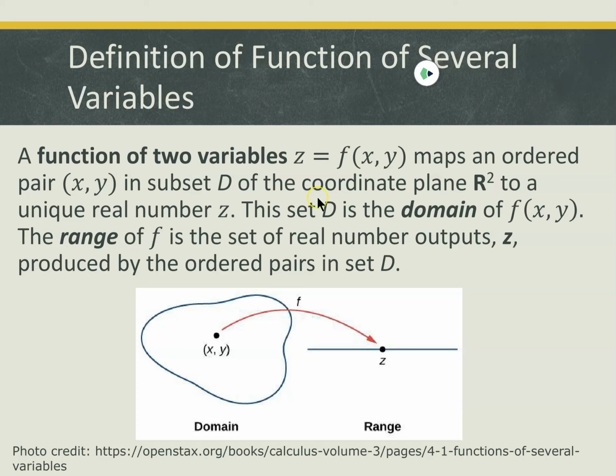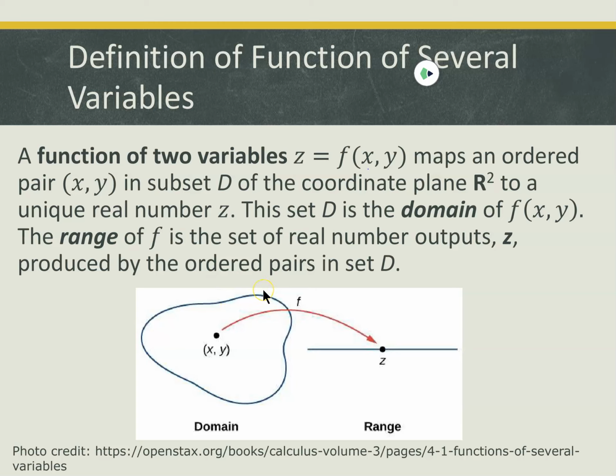So a function of two variables, z equals f of x and y, maps an ordered pair x and y in a subset of the coordinate plane R2, sometimes we refer to that as the xy plane, to a unique real number z. This set D is the domain of the function of x and y. The range of f is the set of real number outputs z produced by the ordered pairs in set D.